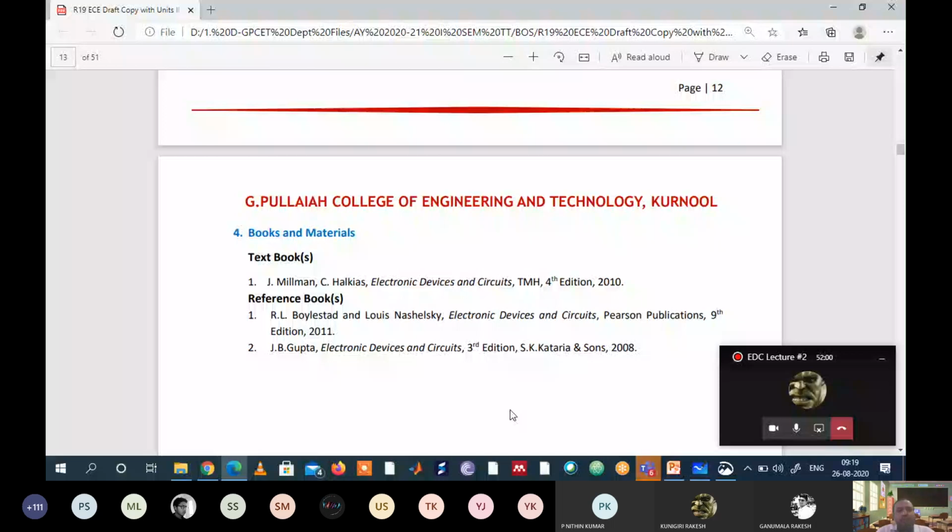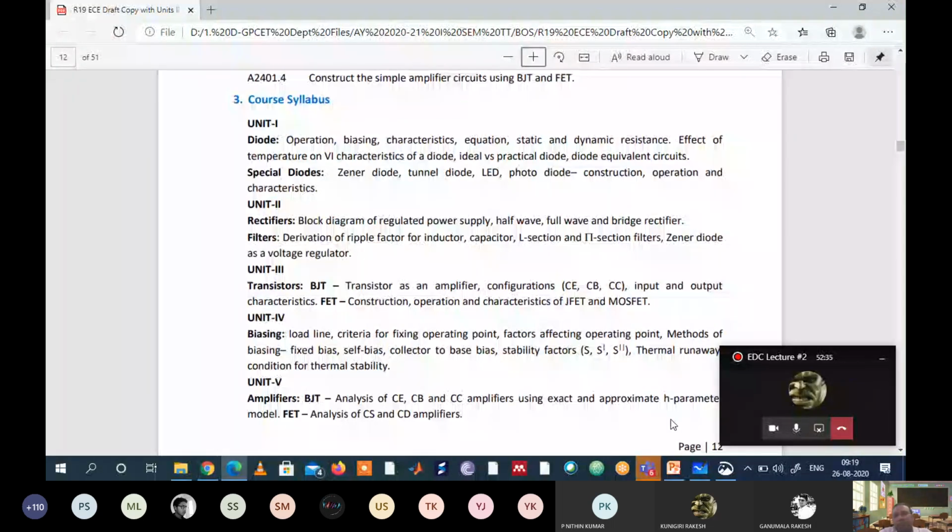And if you want to do any mini projects, you can go for reference books: the first is Boylestad and Nashelsky, and the second is Gupta, Electronic Devices. That textbook is also easily understandable. You can go through these textbooks also, right? So these are all the textbooks we have designed for electronic devices and circuits. Now let us go deep into the subject, which is Unit 1. Before going to Unit 1, I want to tell you some basics.